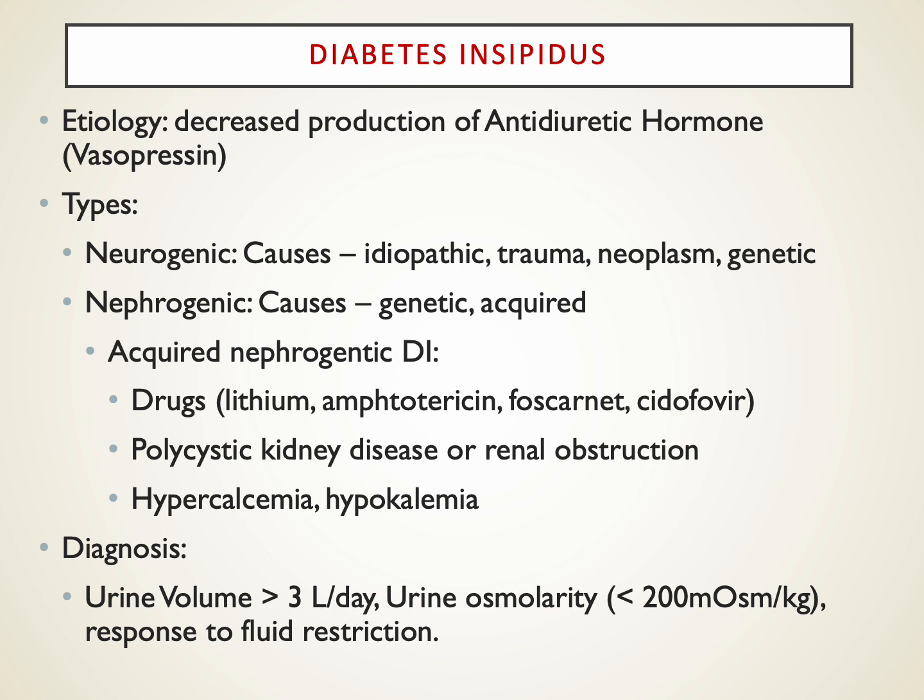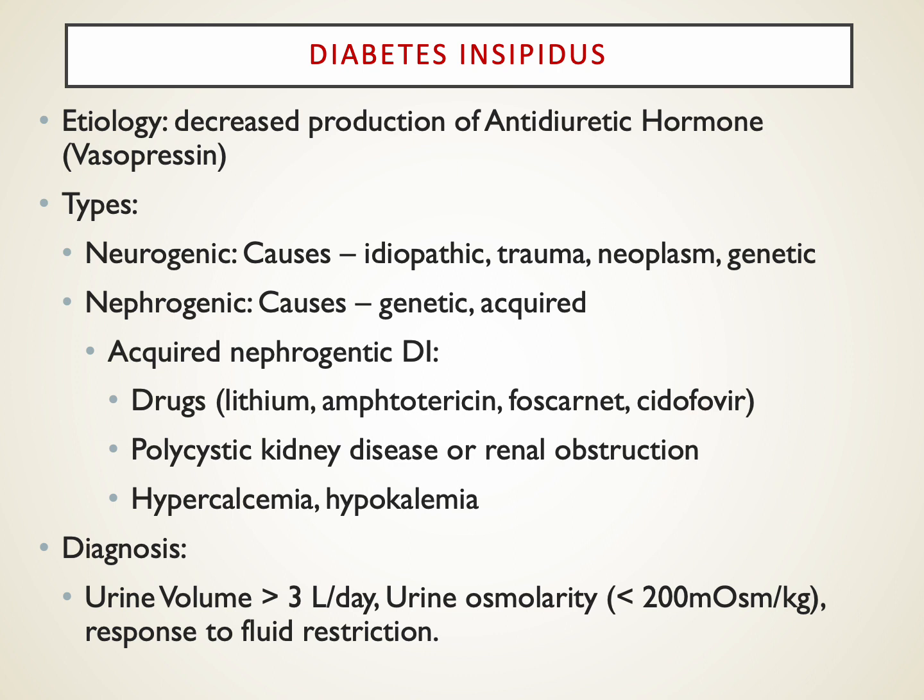There's a neurogenic cause, which could be secondary to trauma or neoplasm, could be genetically related, or it could be idiopathic. And there's a nephrogenic cause, which is also genetic or acquired. And in nephrogenic diabetes insipidus, there are drugs that can cause that. Lithium most commonly. Less commonly, you'll see drugs like amphotericin B, foscarnet, or cidofovir, which are all used by ID services in serious immunosuppressed patients.